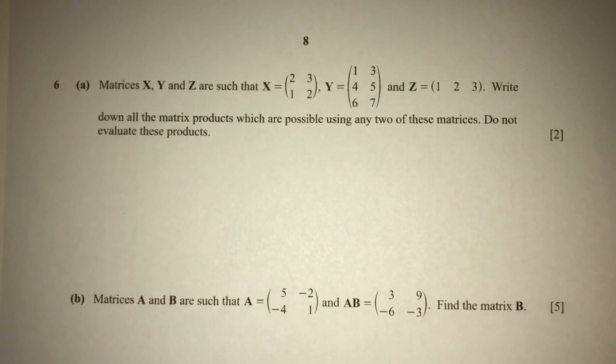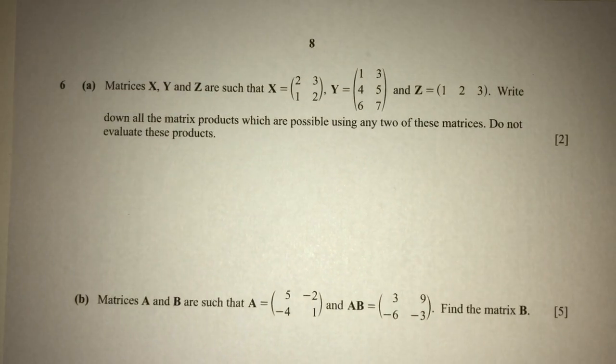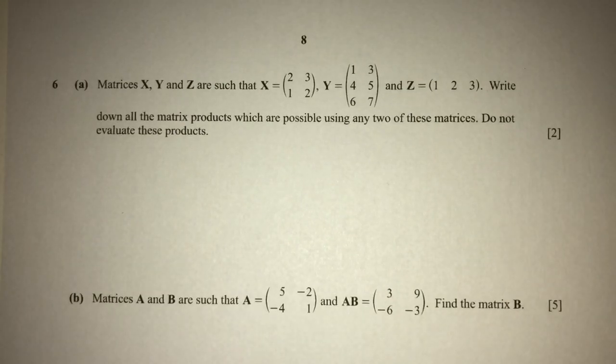Now let's move on to question number 6. So we have three matrices, x, y, and z, given to you. Now write down all the matrix products which are possible using any two of these matrices. Do not evaluate those products. Now, before you do this question, you have to understand, when is matrix product possible?